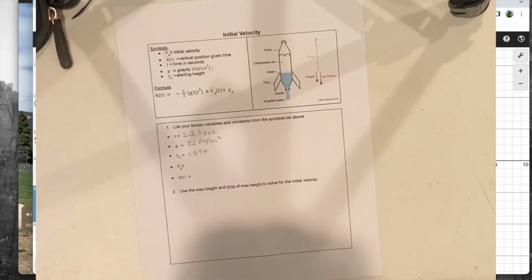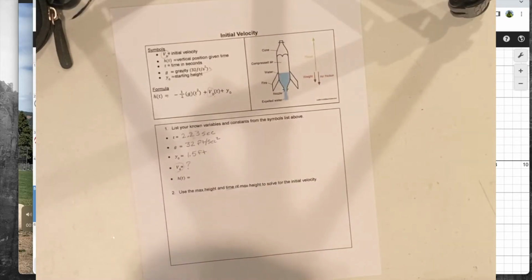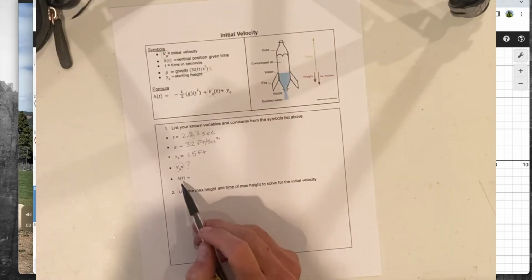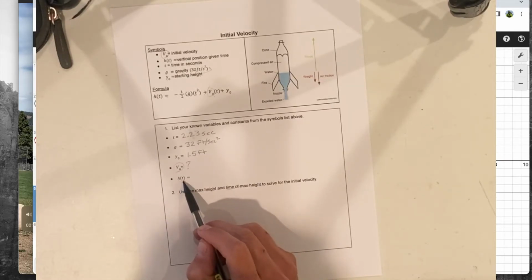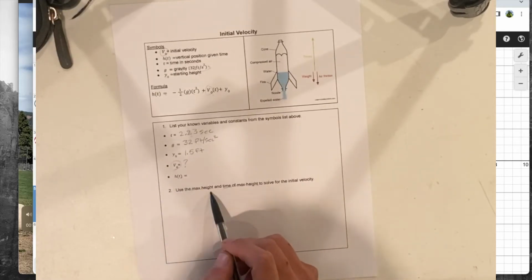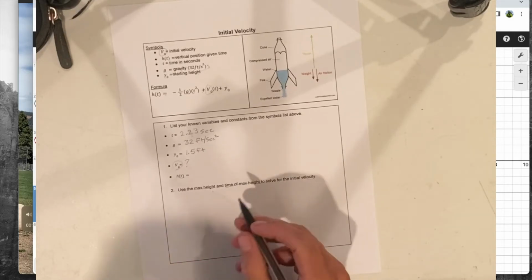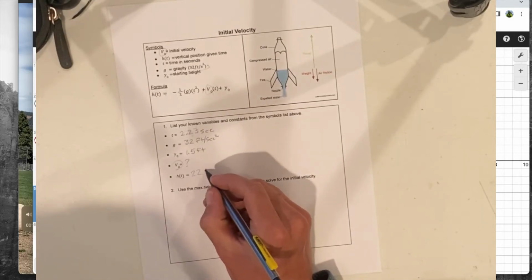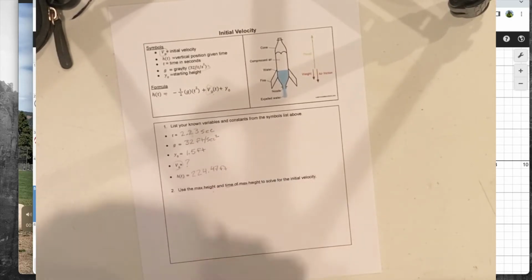And so V naught, this is what we're trying to find. This we don't know yet. But H of t represents the vertical position given time. And we're using max height here. And we already found our max height to be 224.47 feet. So I'm going to write 224.47 feet for our max height.